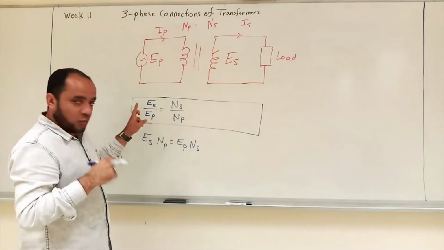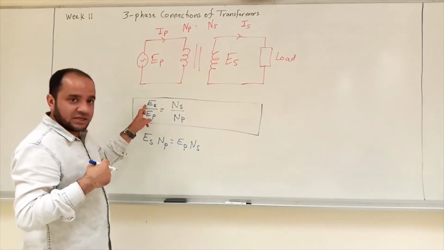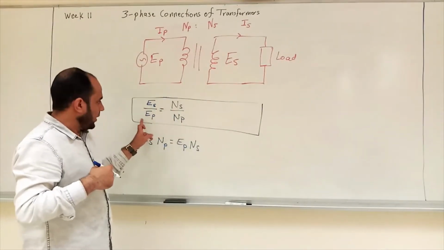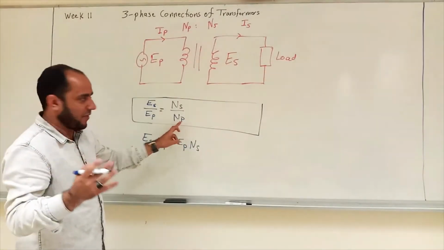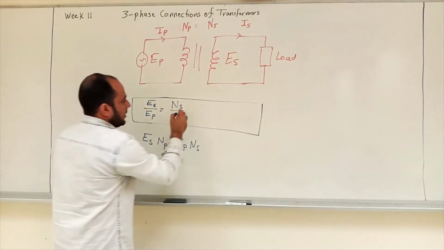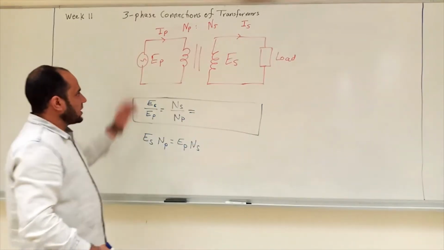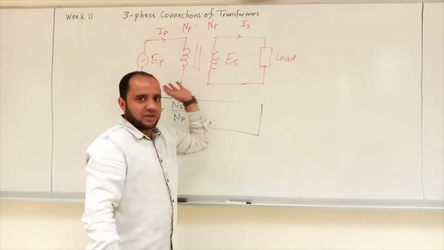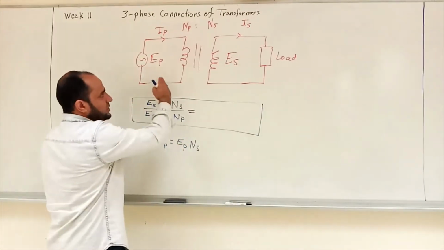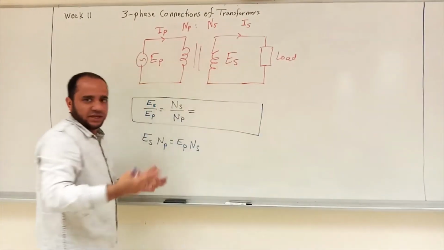Be careful. This doesn't mean ES is equal to NS, no. Or EP is equal to NP, no. That's basic math. The ratio is the same, right? Now current is opposite. Since we said in the beginning that it's the same power that's going to be transformed, if you change the voltage, the current also should change, right?